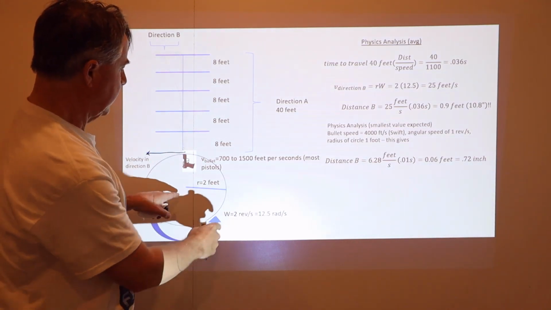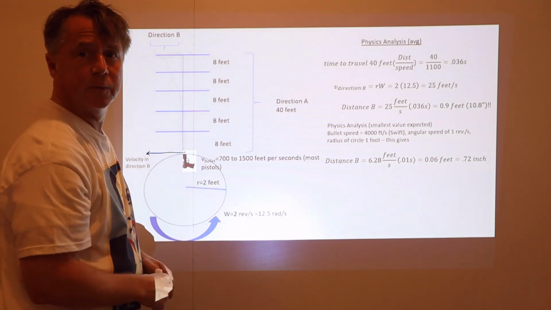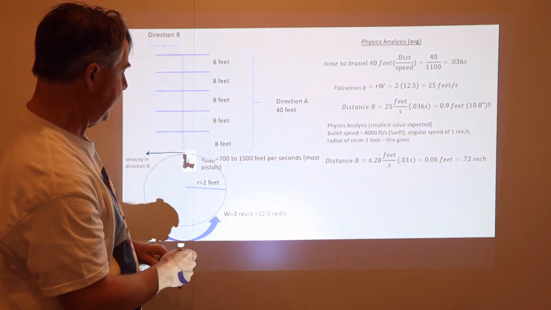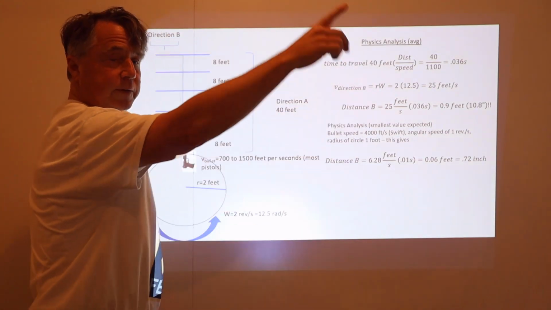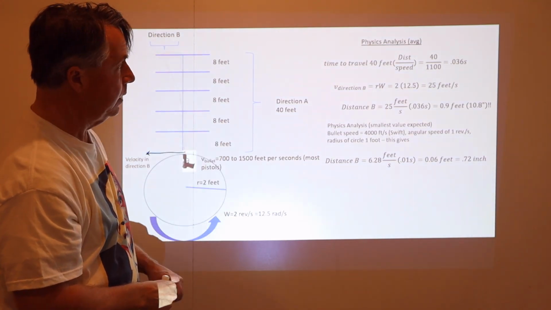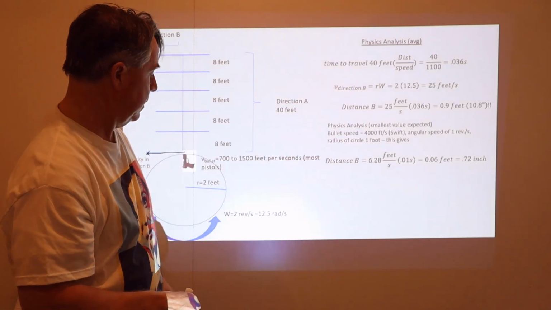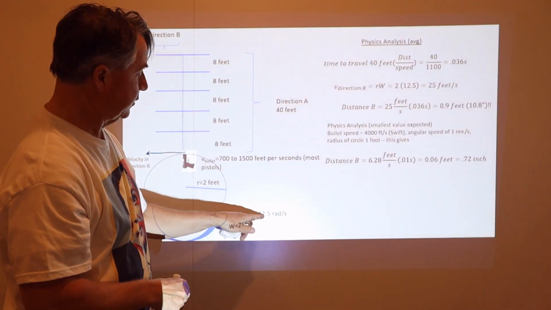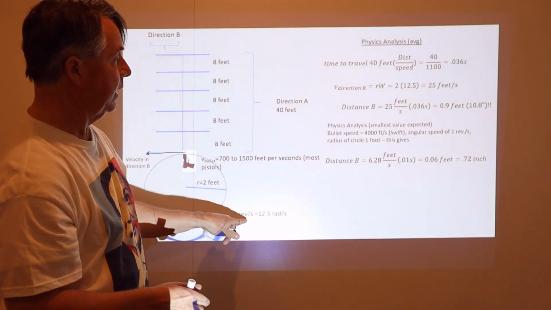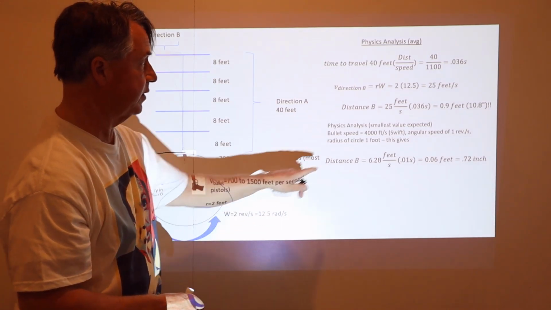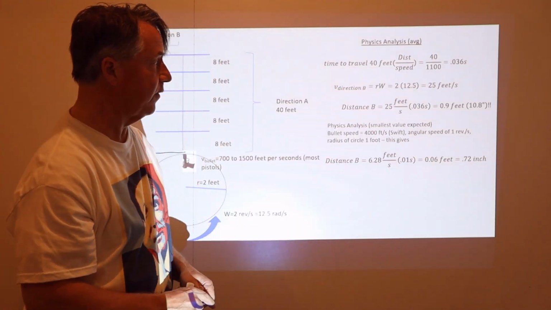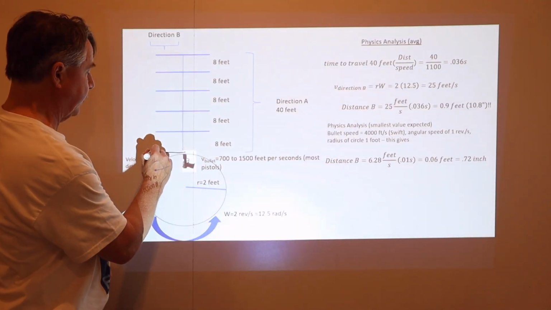I measured, or approximated, this length from the video to be about 2 feet. I approximated the rate at which the gun was moving in a circle at about 2 revolutions per second. But in order to use this equation, this needs to be in radians per second. So I multiplied 2 revolutions per second times 2 pi radians per revolution, and I got 12.5 radians per second. So that's this number here. When you multiply 2 times 12.5, you get 25 feet per second. So that's the velocity in this direction.